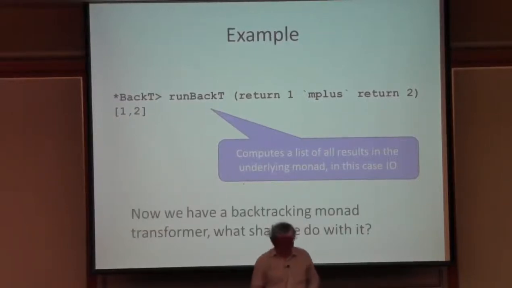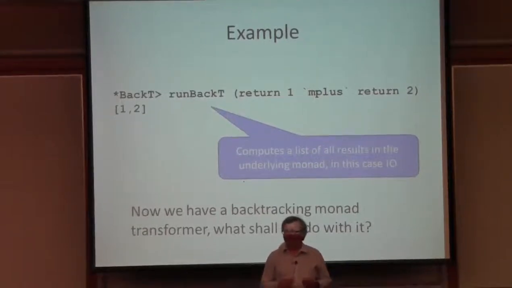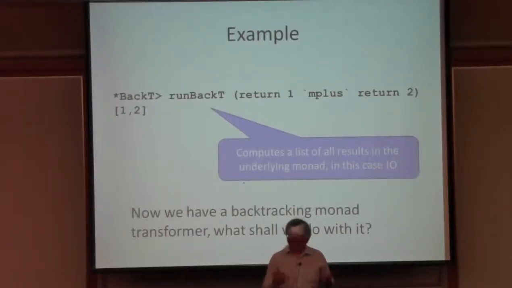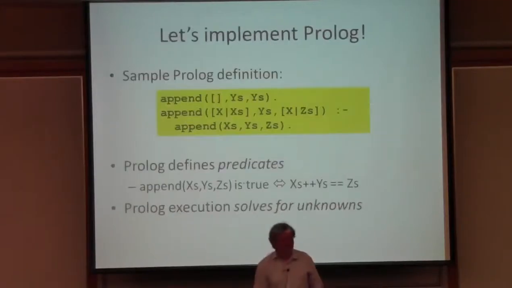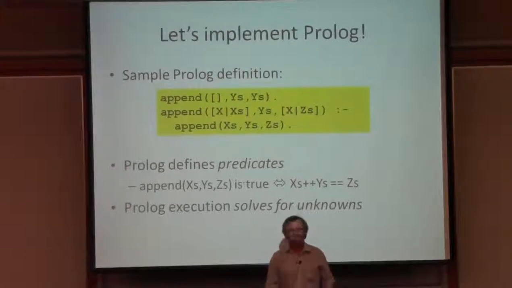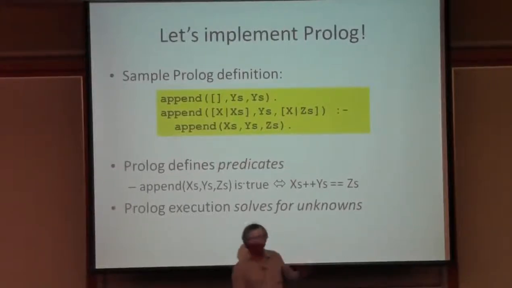OK. So now I've got a backtracking monad transformer. What can I do with it? Let's see, I can combine backtracking with any kinds of effects. Let's implement Prolog. I've got time.